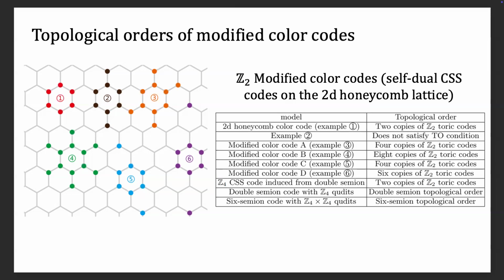And similarly, we have some other examples, even in the Z4 qudit, and we can detect some double semion topological order or the 6 semion topological order. So this is just some numerical result. We can apply our algorithm to analyze this kind of example.